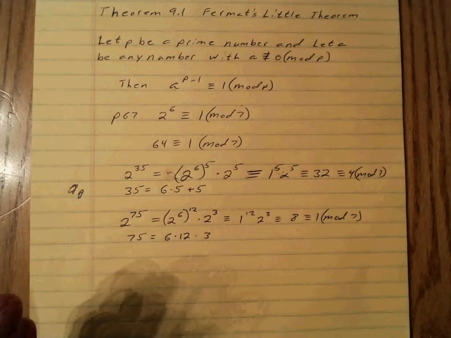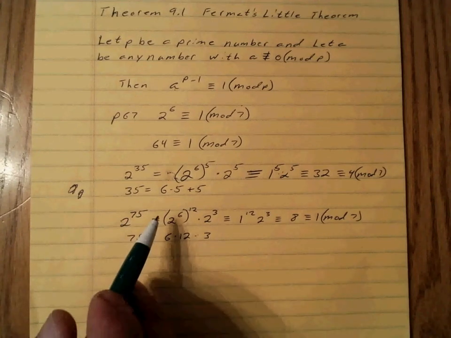So this is how we're using Fermat's little theorem when we have our numbers given to us.